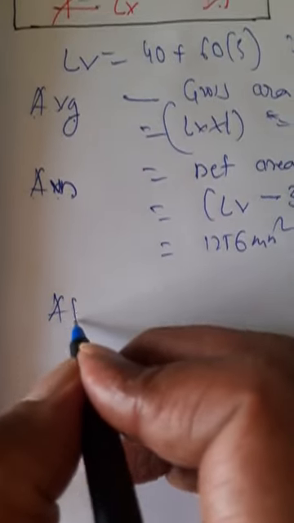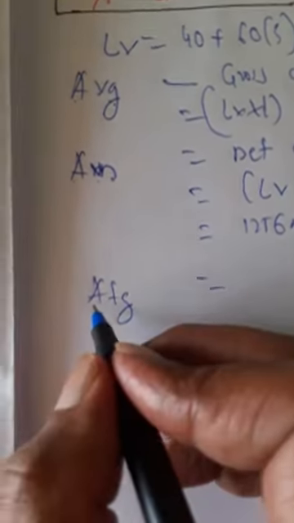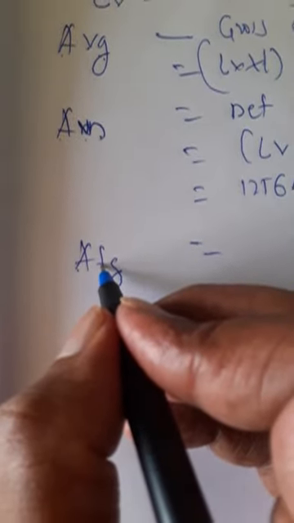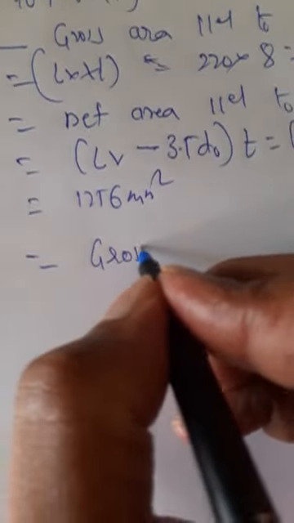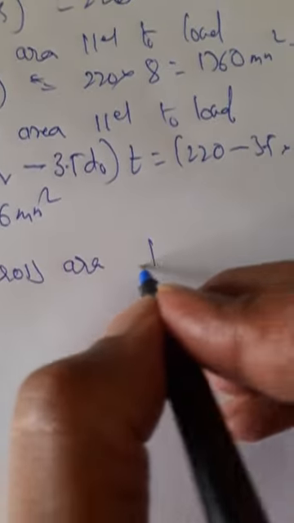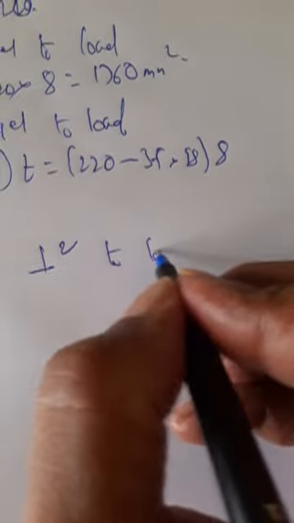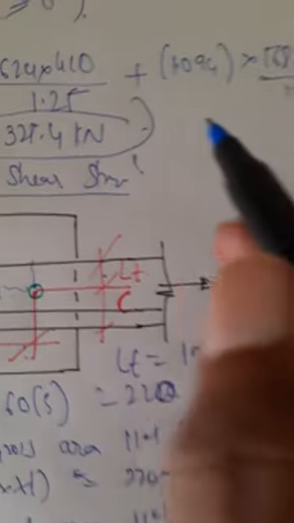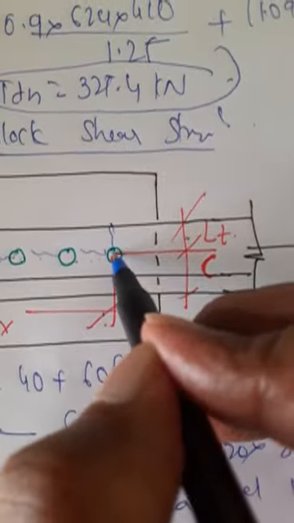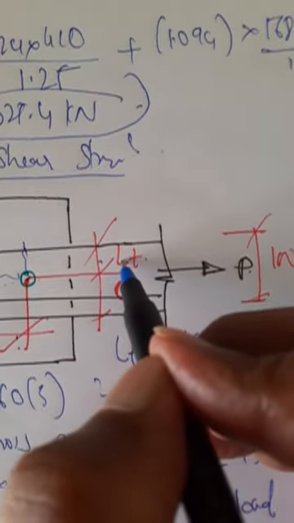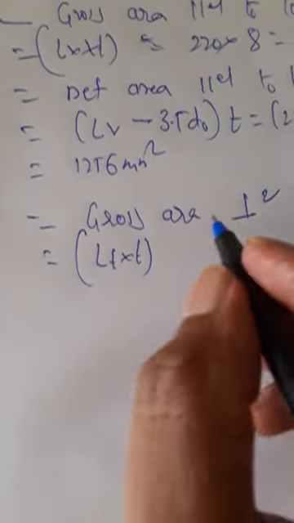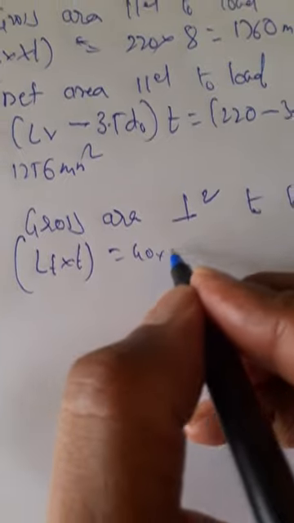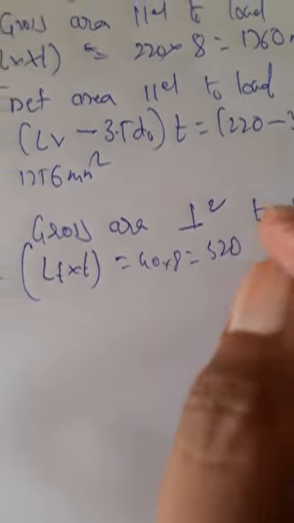Next, ATG. Remember, A is area, T is tension, meaning perpendicular to load, G is gross. So gross area perpendicular to load. Look at this diagram. So this much is the gross area, LT, this value. So that is given by LT into T. So you have the answer 40 into 8, 320.